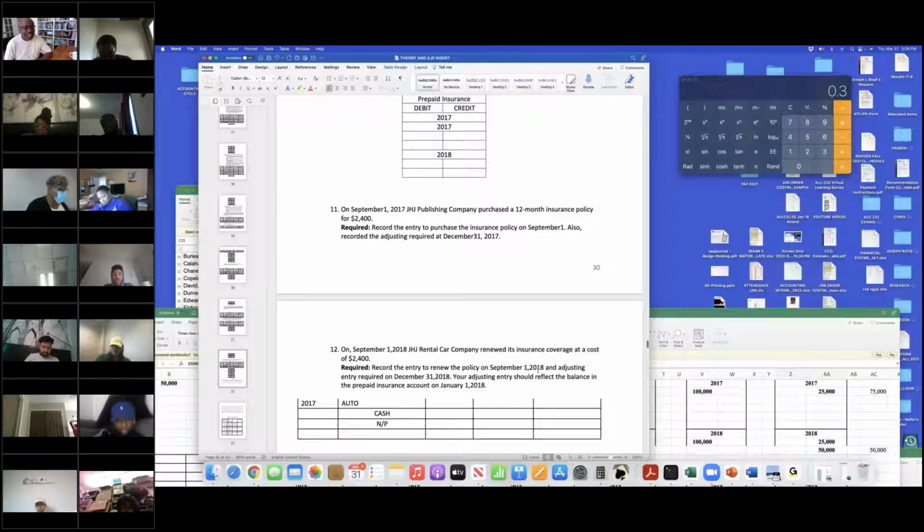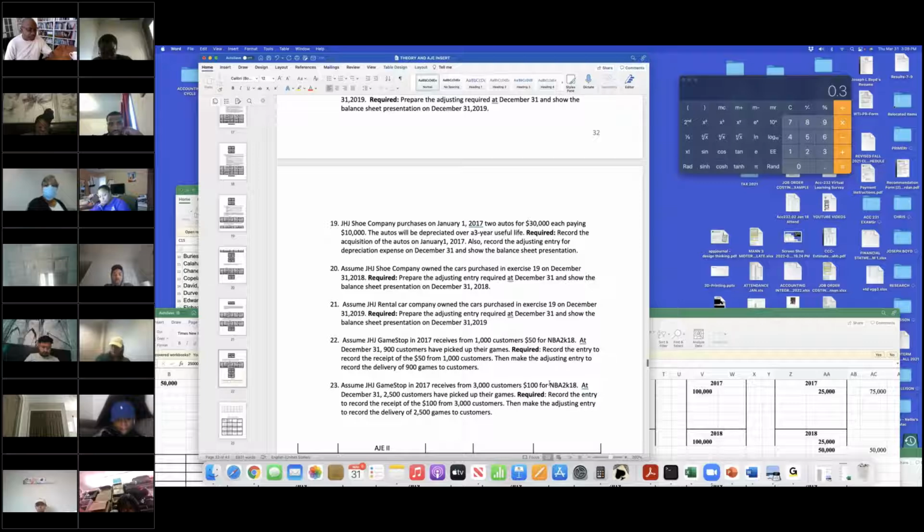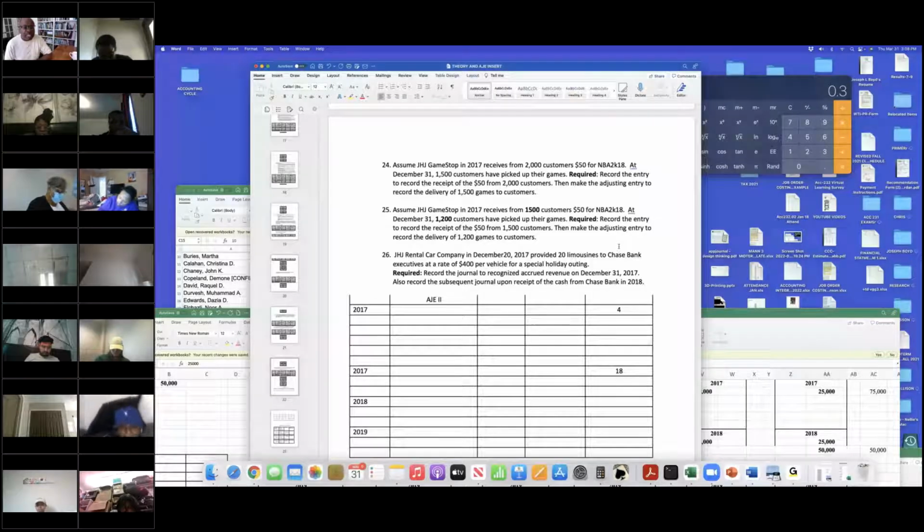Well, let's go to 26 then. Okay, so it says J Rental Company on December 20th, 2017 provided 20 limousines to Chase Bank executives at a rate of $400 per vehicle for a special holiday outing. Okay, so Chase Bank is renting 20 limousines from your company. You are running a limousine company, and the executives come in on the 20th and get 20 limousines at $400. So what entry are you going to make to give them those limousines?